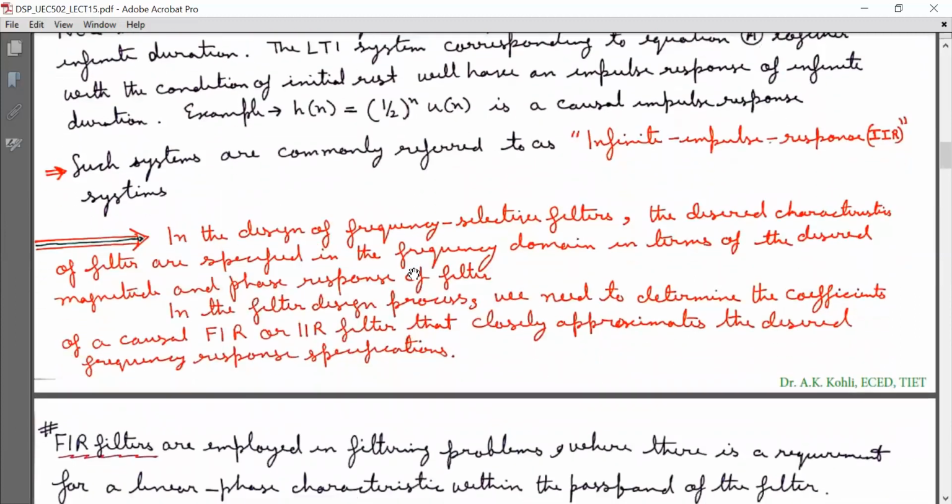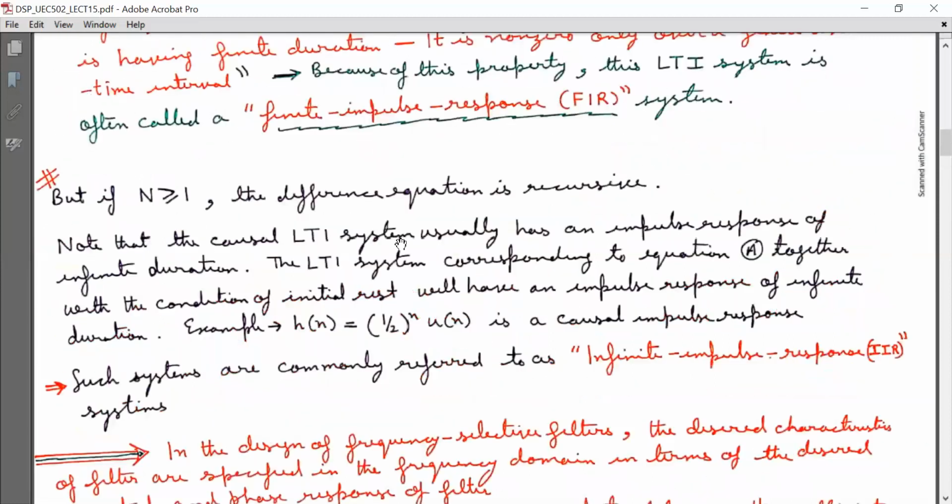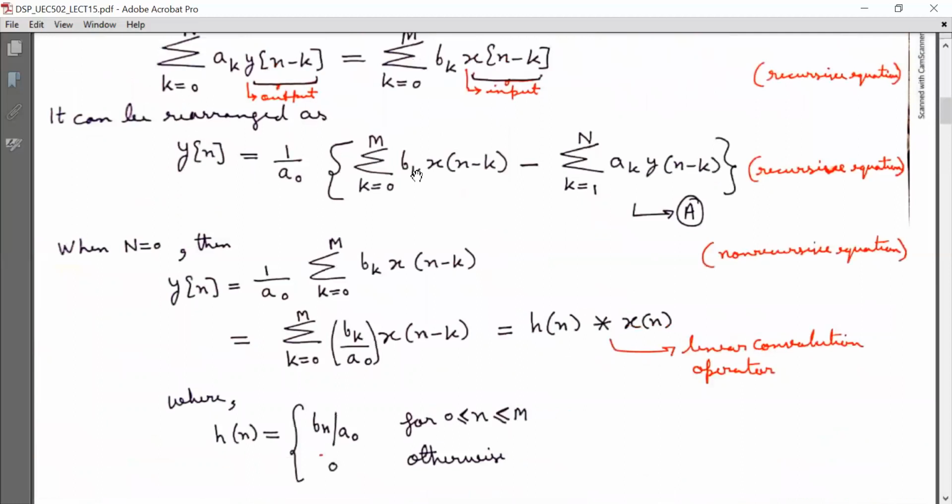In the design of frequency selective filters, the desired characteristics of filters are specified in the frequency domain in terms of the desired magnitude and phase response of the filter. In the filter design process, we need to determine the coefficients of a causal FIR or IIR filter that closely approximates the desired frequency response specifications by setting of these b_k and a_k coefficients.